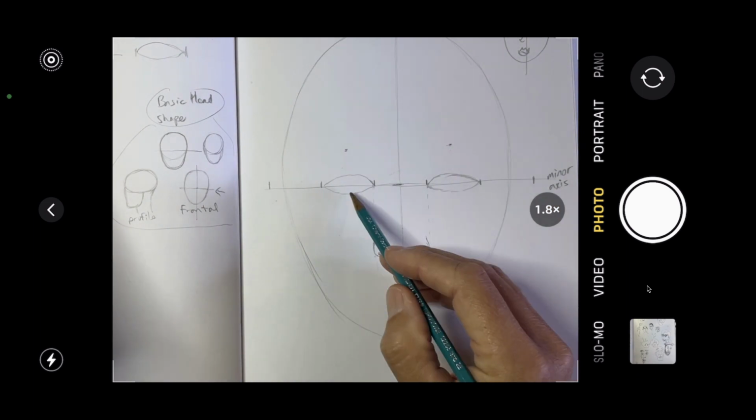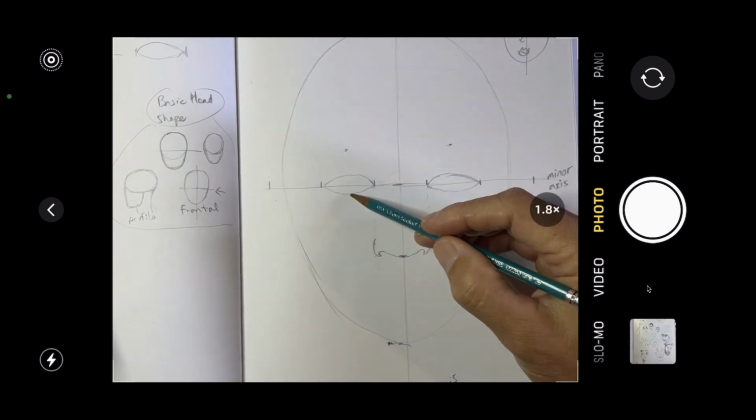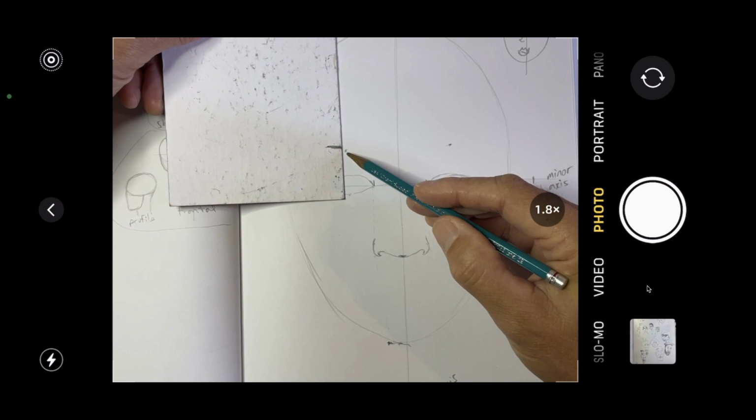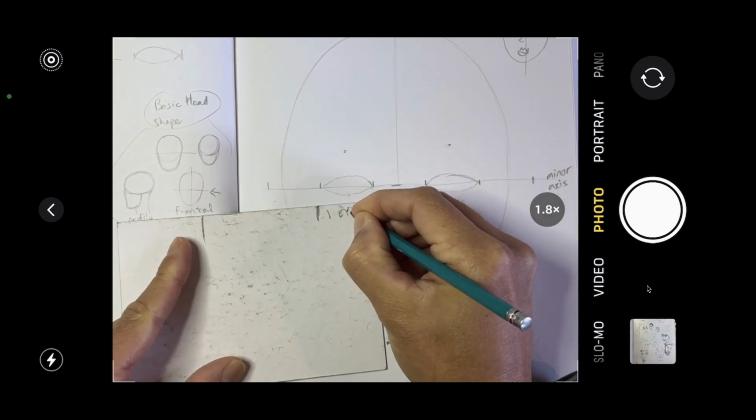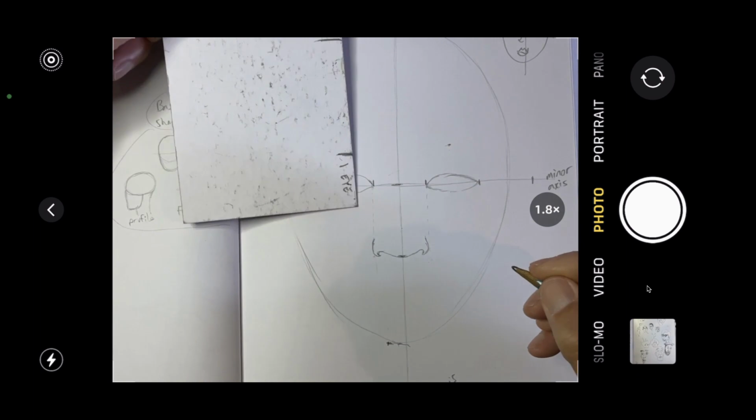So I'm going to put a dot there from the middle of the eye. From the bottom up, there's one eye. One eye up.